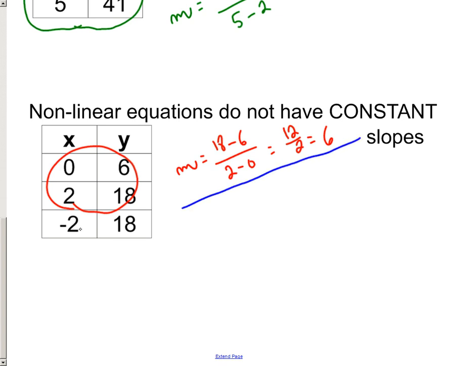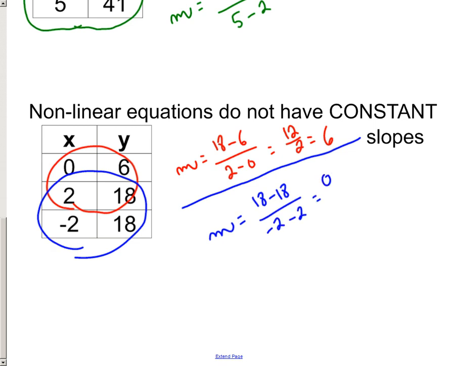This time I'm going to use blue. So we'll use these. 18 minus 18. Well, that does not bode well for us. And negative 2 minus 2. And we get 0 over negative 4. Sorry, but 0 over negative 4 is not 6. 0 divided by negative 4 is 0.